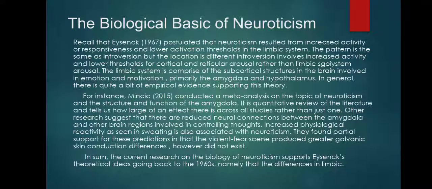Biological basis of neuroticism. Recall that Eysenck 1967 postulated that neuroticism results from increased activity or responsiveness and a lower activation threshold in the limbic system. The pattern is the same as for introversion, but the location is different: introversion involves lower thresholds of cortical and reticular arousal rather than limbic system arousal. The limbic system is composed of subcortical structures in the brain involved primarily in emotion and motivation, including the amygdala and hypothalamus. In general, there is quite a bit of empirical evidence supporting his theory.